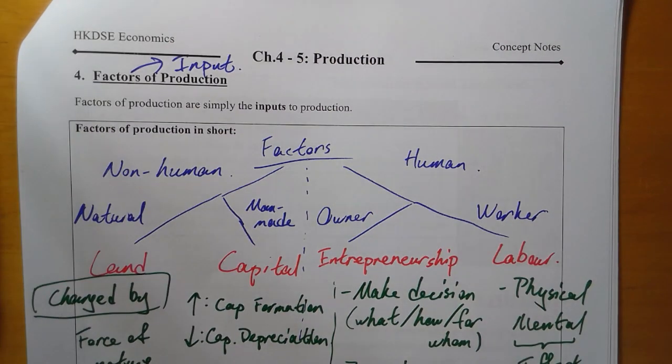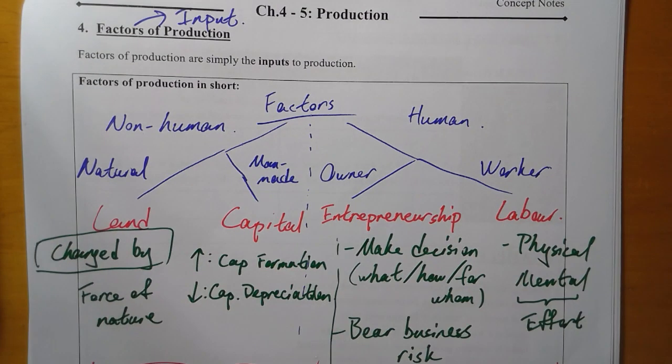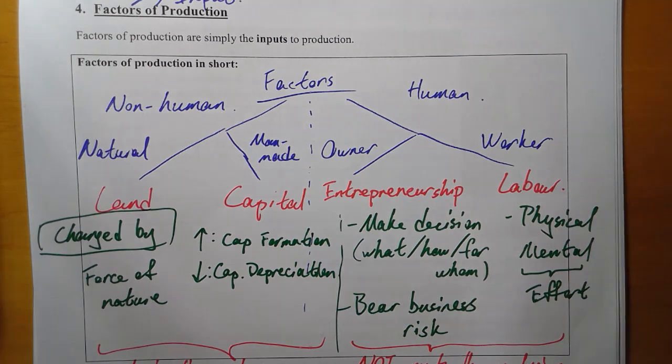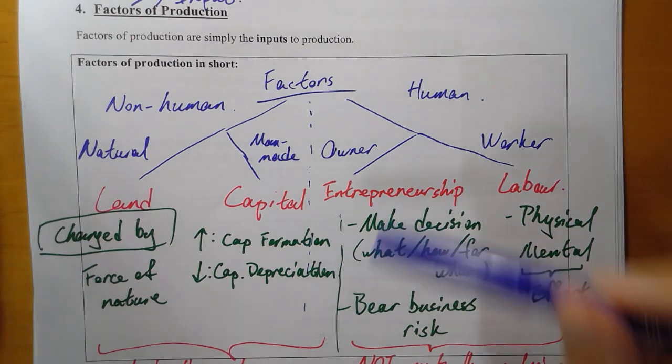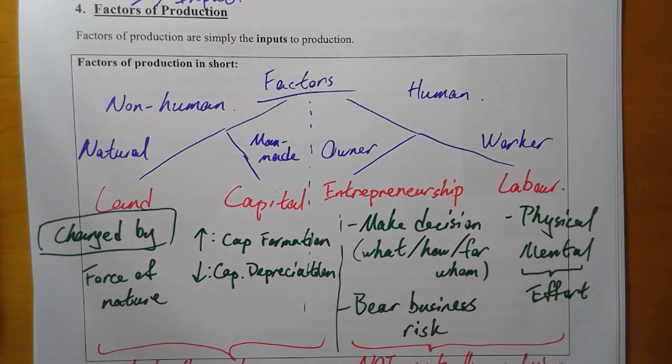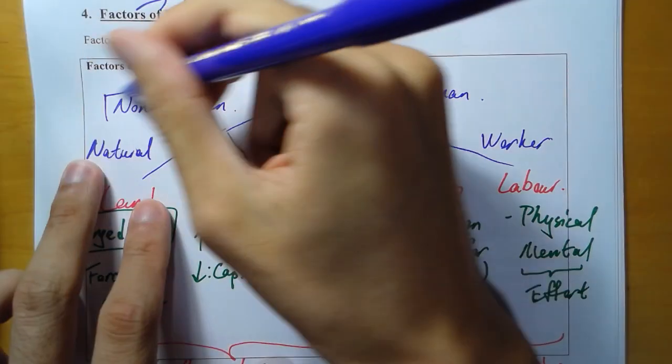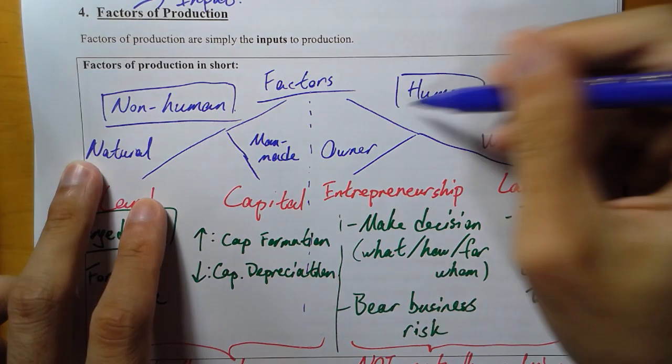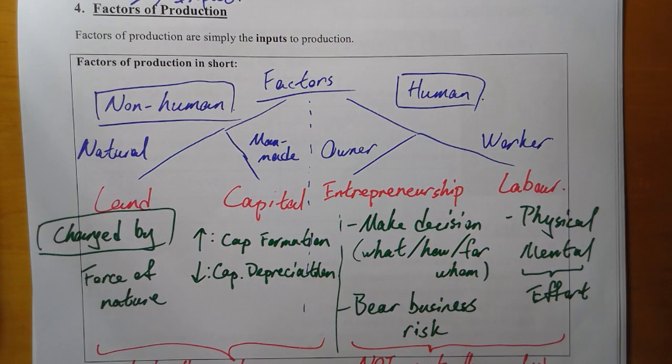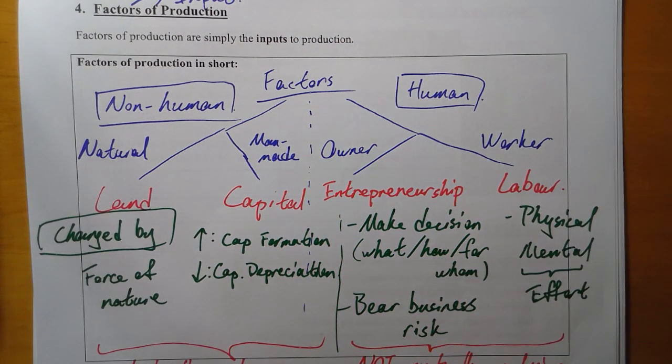Now, here, for a summary, if you have been paying attention in my class, you should have seen it again and again. But let's repeat ourselves here. Remember, to put it in short, factors of production, there are two big categories. We have the non-human category and the human category. Now within each category, there will be two subcategories.